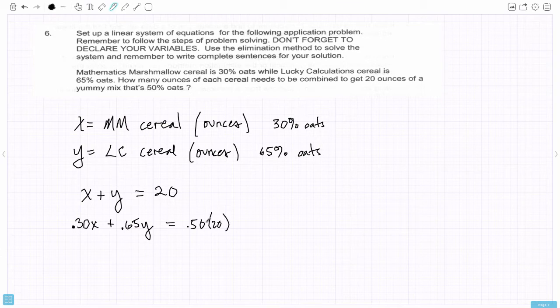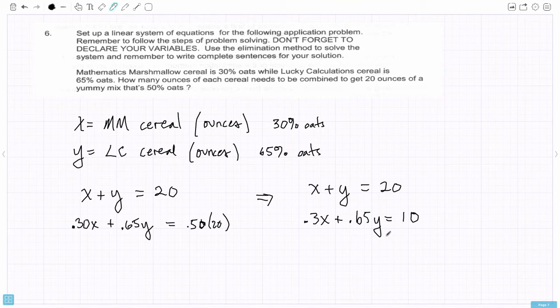Or, of course, we could just write 10 ounces of oats. So this whole system, I'm going to rewrite it now. The first equation doesn't really need to do anything to change that. The second one could simplify and write 0.3x and 0.65y, but then simplify that to write it as 0.5 times 20, or 10. Alright, so that's the system of equations that I need to solve.